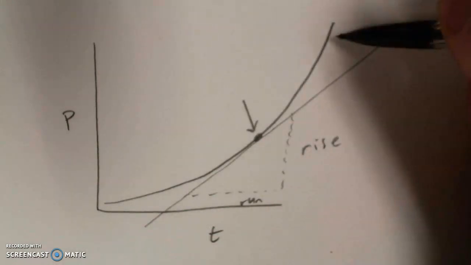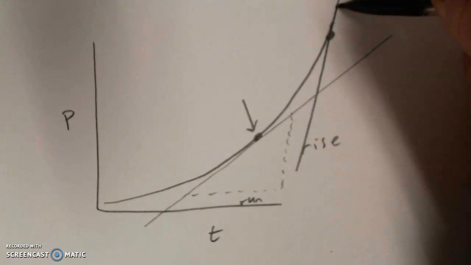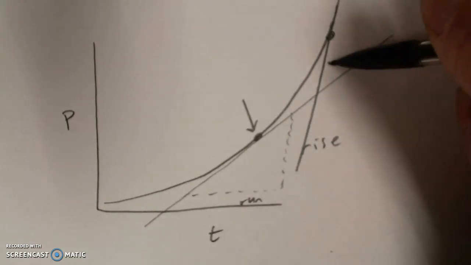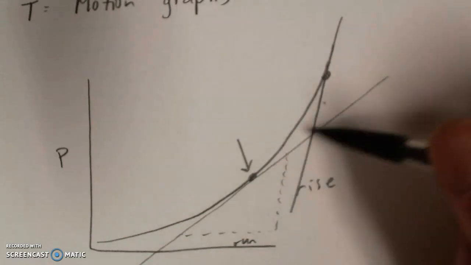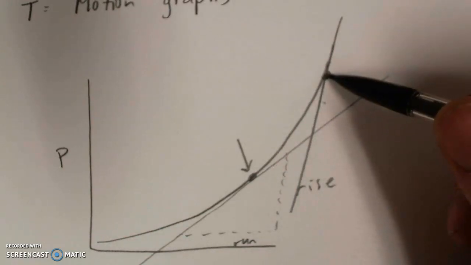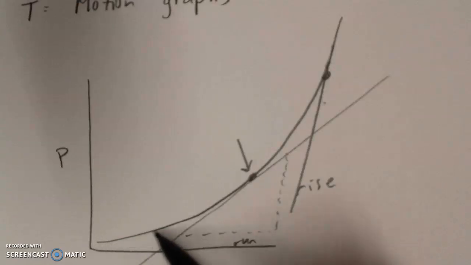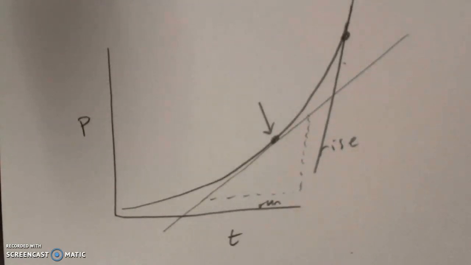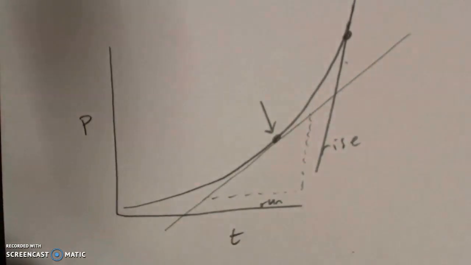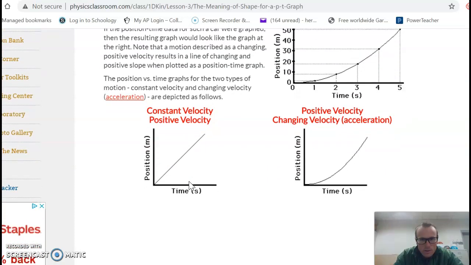And we can see if I were to draw a tangent line over here to my curve, the slope of this second line is going to be steeper than the slope of this first line. Therefore, the instantaneous speed is greater here than it is here. So we're speeding up, and hopefully that makes sense. Okay, back to the web page.